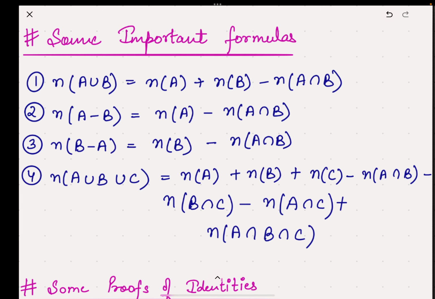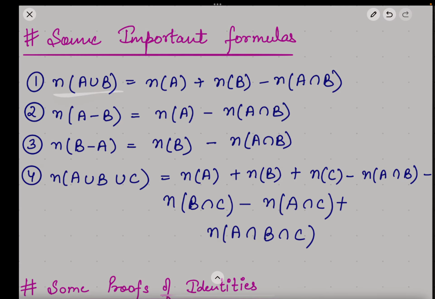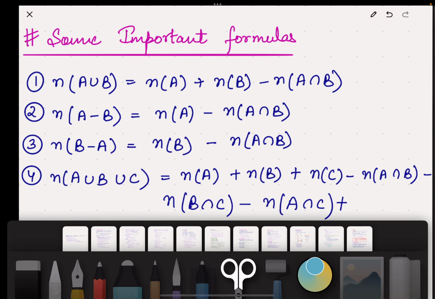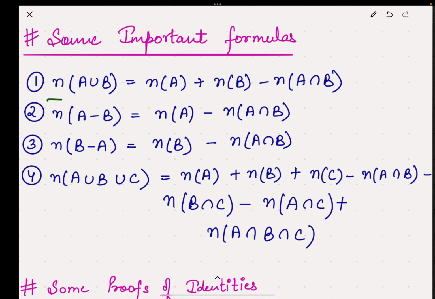First one is for A union B. Second one is for A minus B. Third one is B minus A, and the fourth one is for the union of three different sets.